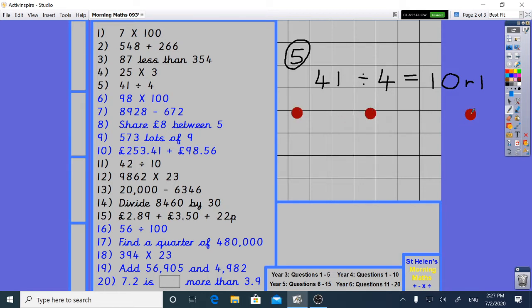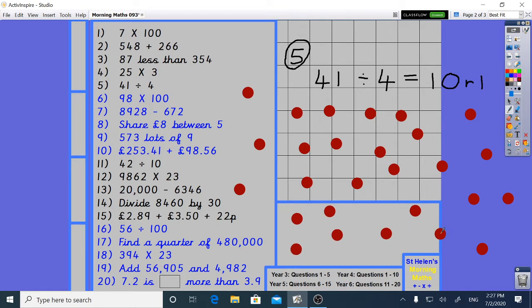1, 2, 3, 4, 5, 6, 7, 8, 9, 10, 11, 12, 13, 14, 15, 16, 17, 18, 19, 20, 21, 22, 23, 24, 25, 26, 27, 28, 29, 30, 31, 32, 33, 34, 35, 36, 37, 38, 39, 40, 41. Imagine that was 41 children.